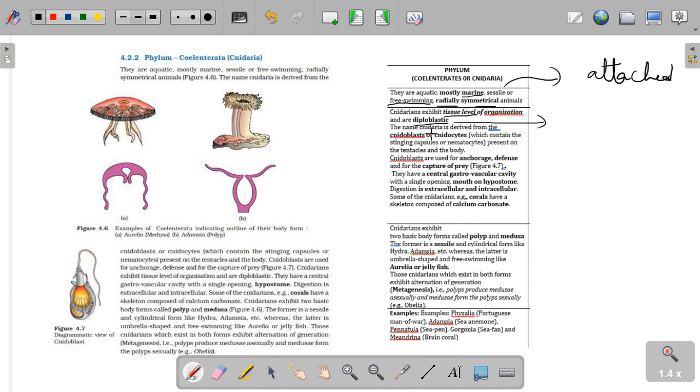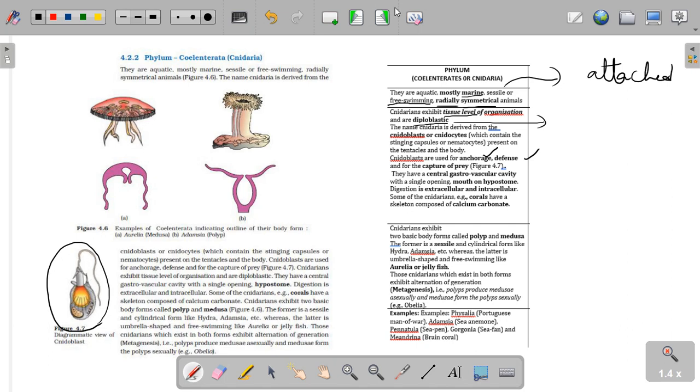The name Cnidaria is derived from a type of cell called cnidocyte. You can see right over here, cnidocyte. It has peculiar characteristics: it can be used to hold the body to a substratum tightly, or it can sting. You can see there's a tail-like structure. It can sting any organism, defensive in nature, or it can hold the prey using that sting-like structure to eat it.